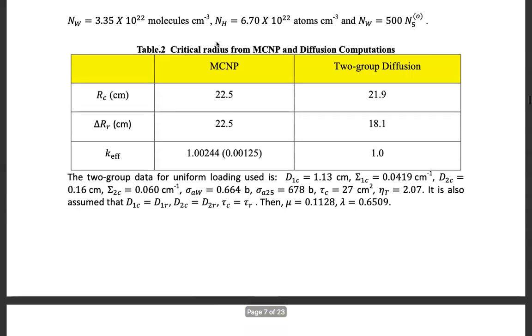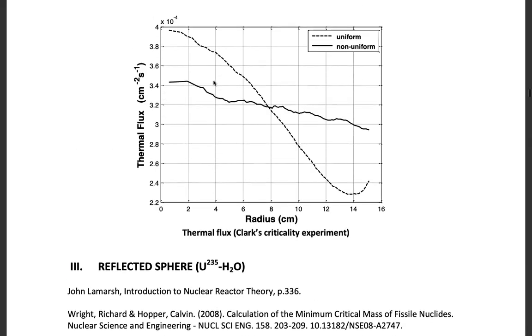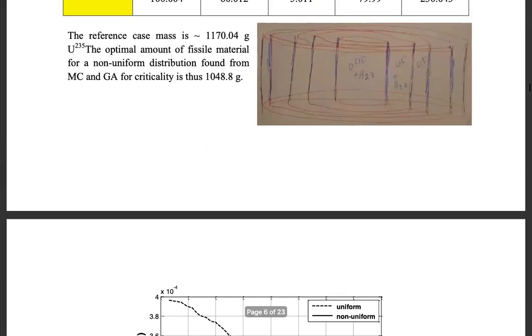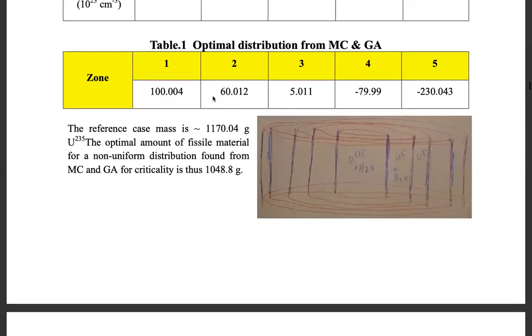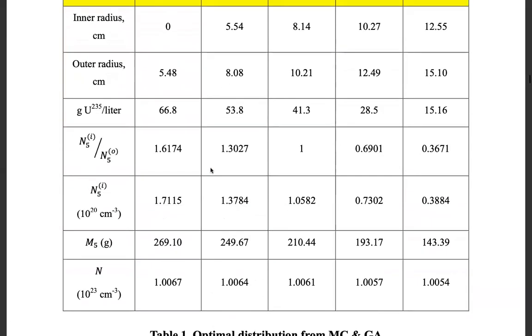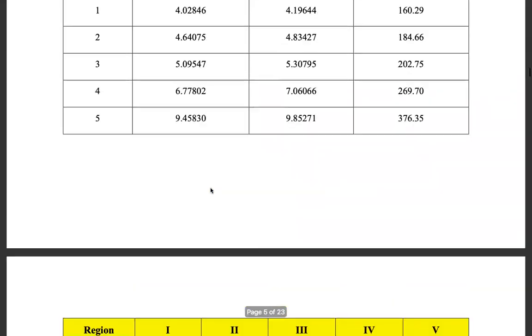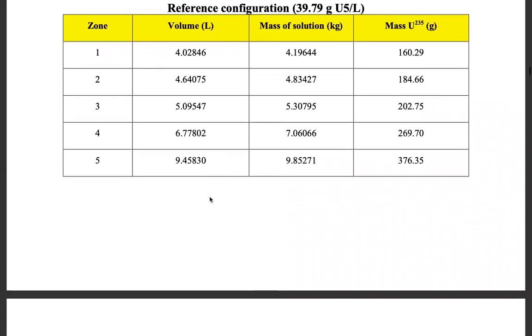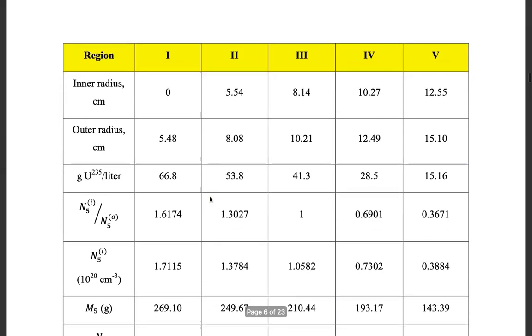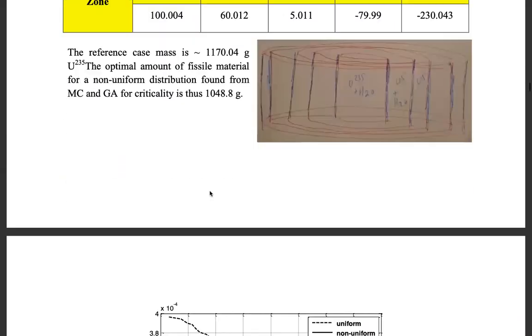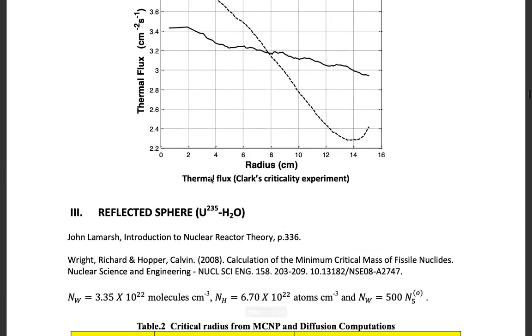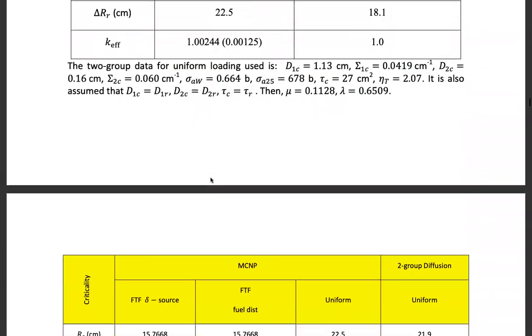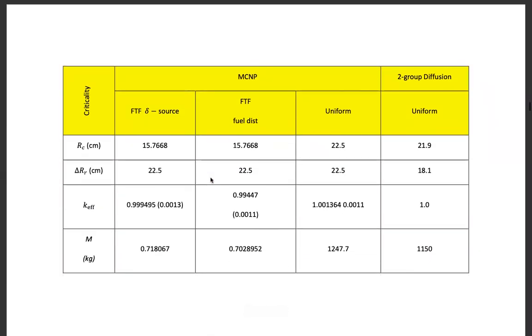Now, what does Clark say? Remember, we had a number from Clark on U235. So the number from Clark that we had was 768 grams. Okay, now I don't know which geometry that was in, but here I'm getting 718 grams.